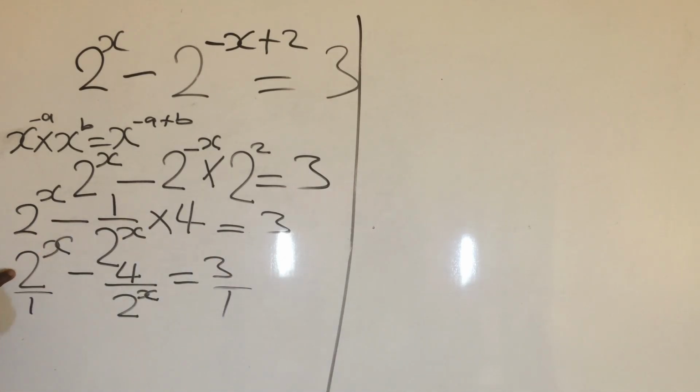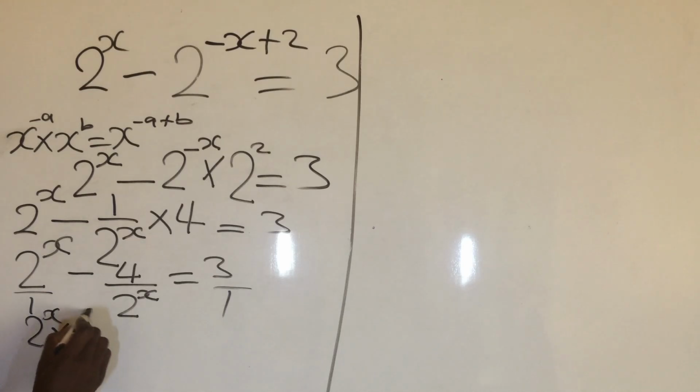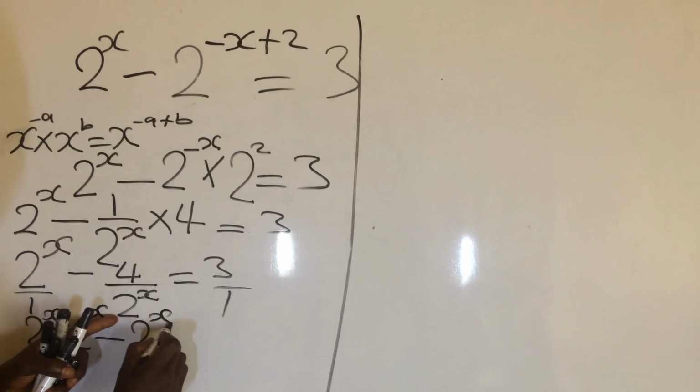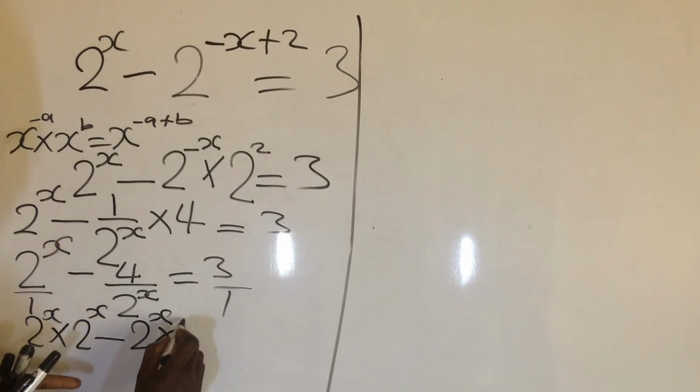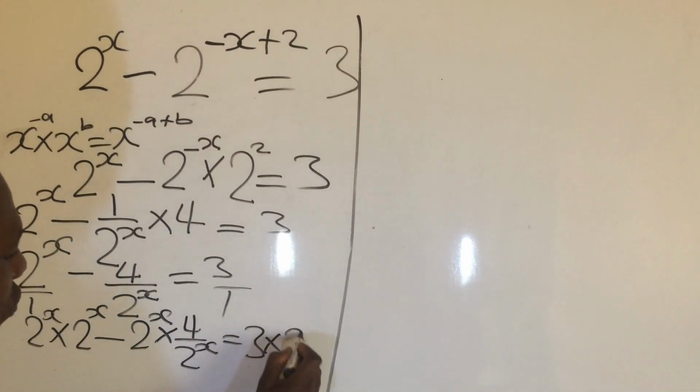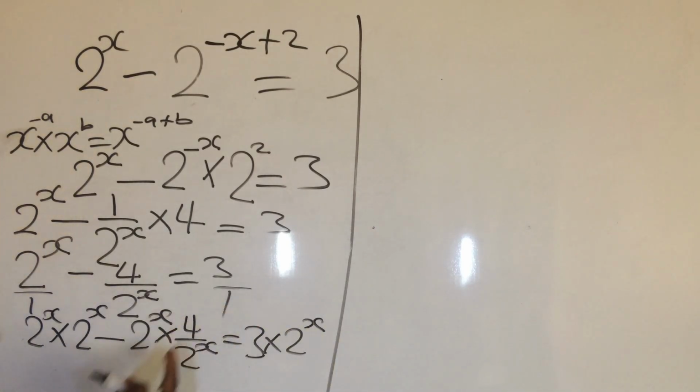We now use this LCM, 2 raised to power x, to multiply everything. We multiply this one, this one, and this one. So we have 2 raised to power x times 2 raised to power x. The over 1 here is nothing, so we may leave it. Minus, still using it, 2 raised to power x times this expression, 4 all over 2 raised to power x, equals, again, 3 times 2 raised to power x. I just left the 1 because it has no effect on the whole thing.